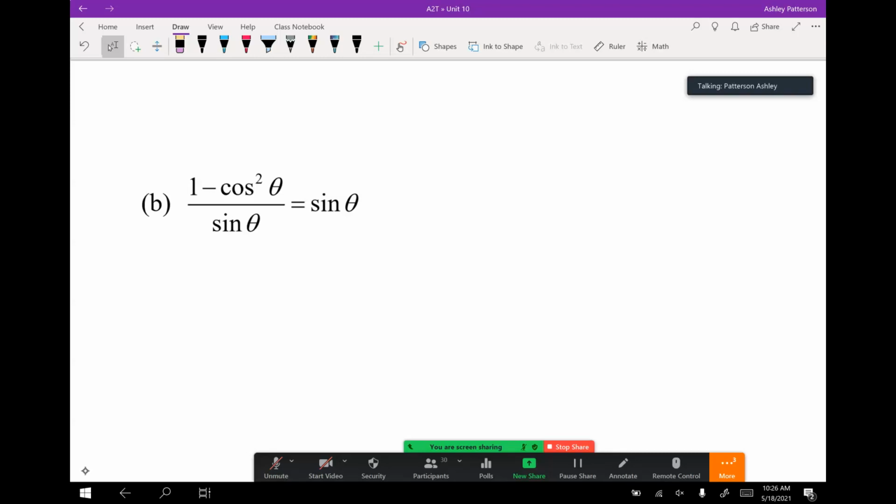Any ideas? 1 minus cosine squared theta. Aiden? Sine squared theta. Very good. And where'd you get that from? The Pythagorean identity. Yes, excellent. The Pythagorean identity, that first one of the variations is 1 minus cosine squared theta. So we can substitute sine squared theta into the numerator.